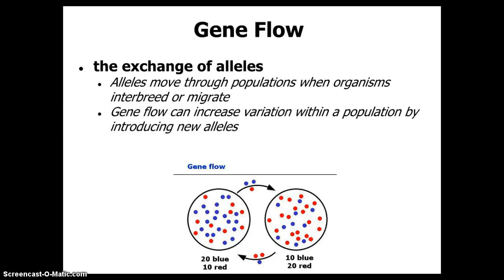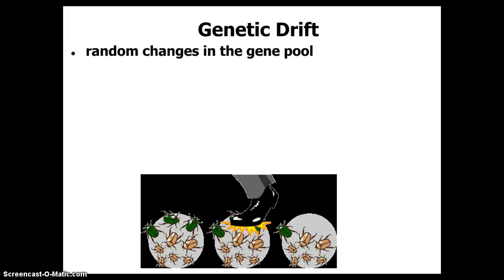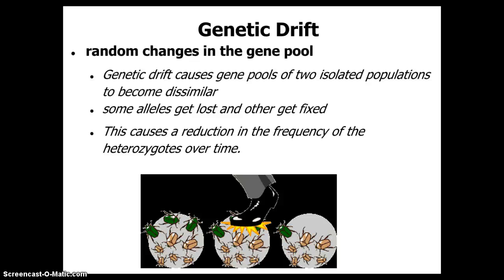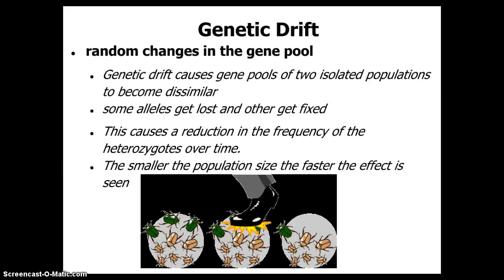migration usually. Gene flow increases variation within a population and introduces new alleles. Genetic drift is the random change in a gene pool, and it happens when two isolated populations become more different or dissimilar. Some alleles get lost, others get fixed. This causes a reduction in the frequency of the heterozygotes over time, and the smaller the population size, the faster it's seen.